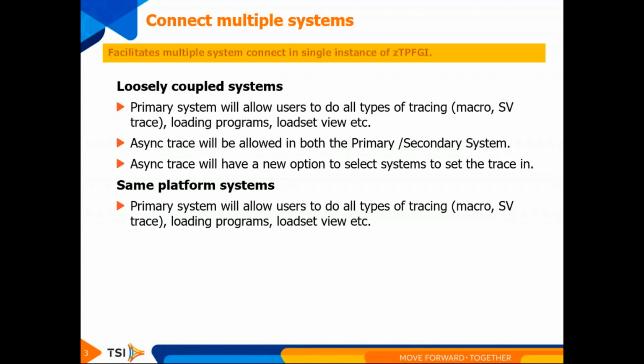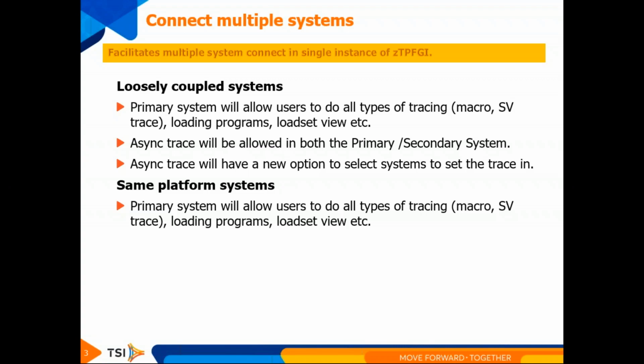On the primary system, the user will be able to do all types of transactions, such as tracing, macro trace, and source view trace. The user will be able to load programs, and also selectively load the programs and get into trace. And on the secondary system, the user will only be able to do an async transaction. So for async transactions in a loosely coupled system, we'll have it in both systems.